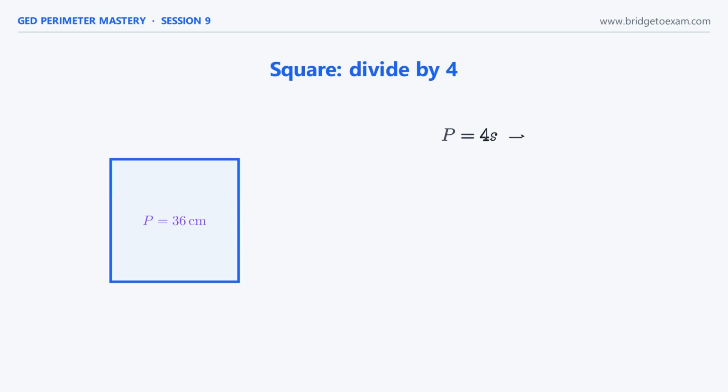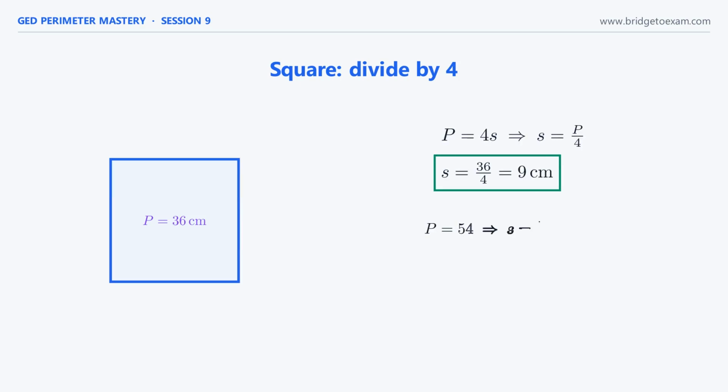Start with a square. Forward, P equals 4S. So backward, S equals P over 4. Perimeter 36 gives side 9. Try a messier one. Perimeter 54 gives 13.5. Check. 4 times 13.5 is 54.